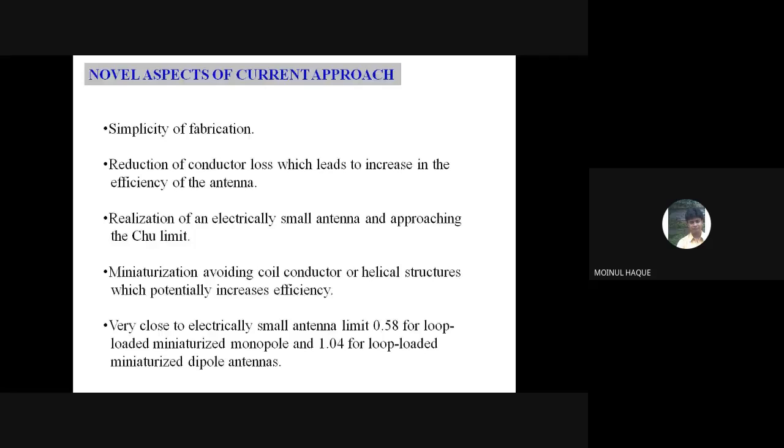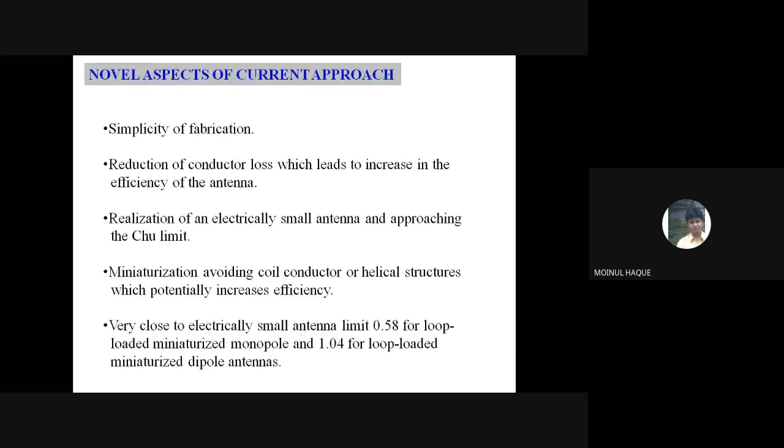And what is the Chu limit? Chu is a scientist who derived a limit, so that limit is called the Chu limit. The quality factor Q Chu is mathematically defined as Q Chu equals 1 by k plus 1 by k cube. This is the mathematical expression.